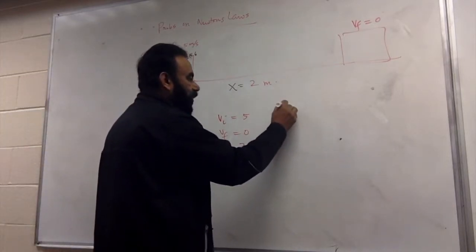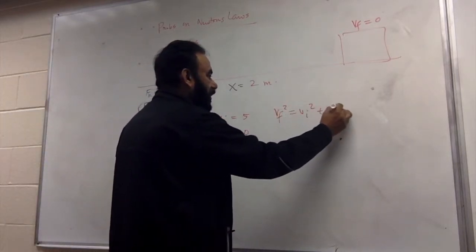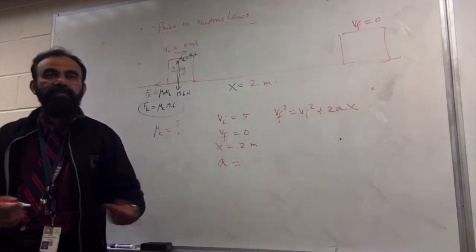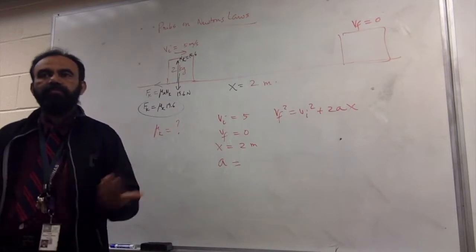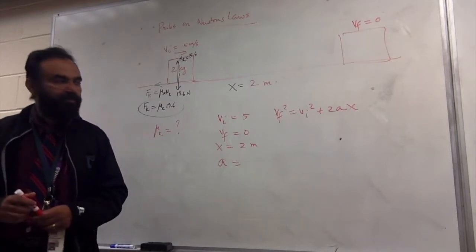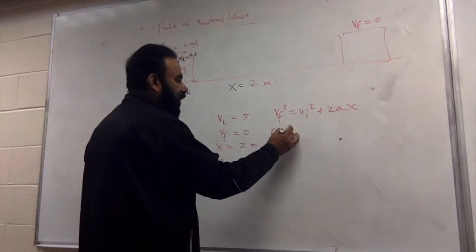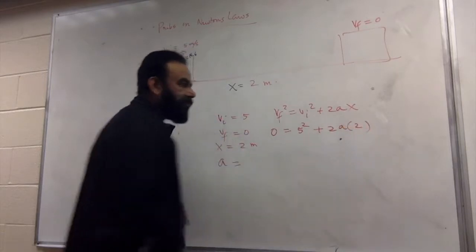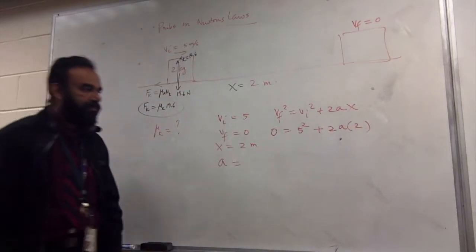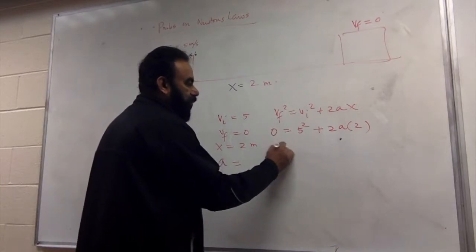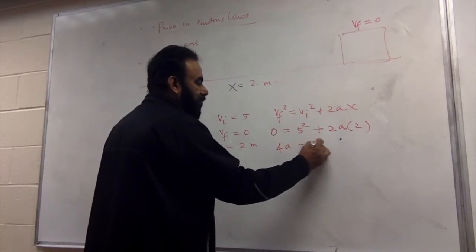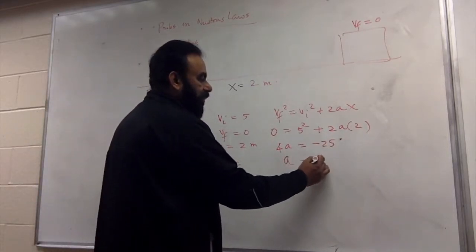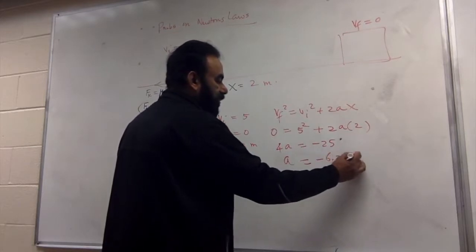So we have Vf squared is equal to Vi squared plus 2Ax. You see how the equations of motion are being pulled up again? Depending on the situation, you need to bring them in at the right time. So now we have 0 equals 5 squared plus 2 times A times 2. So we have 4A is equal to minus 25. Is that right? So what is A? Minus 6.25 meters per second squared.